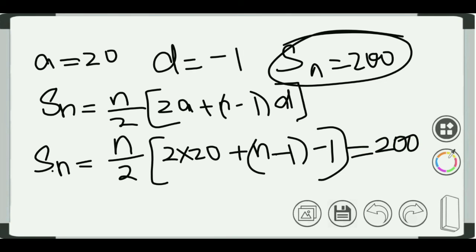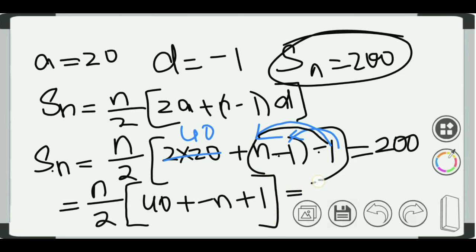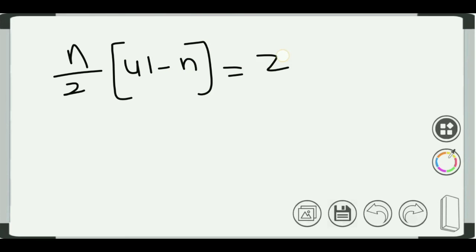Now 2 into 20 is 40. Now I'll give this minus 1 to both n and minus 1. So n by 2 into 40 plus, I'm giving this minus 1 to n, so minus 1 into n is minus n. Minus 1 into minus 1, negative into negative, positive, positive 1, equal to 200. I can solve this: 40 plus 1, 41. So you'll get n by 2 into 41 minus n. n by 2 into 41 minus n is equal to what? 200.